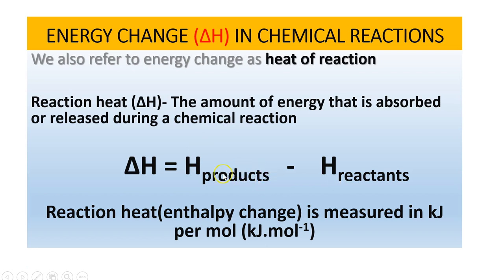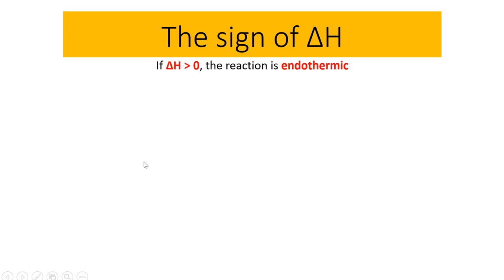If a reaction gave away a lot of heat, that means that my products that form must have less energy than my reactants, because a lot of heat was given off. So therefore, this will give me a negative number.